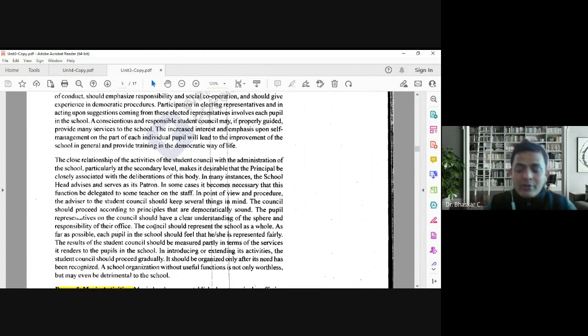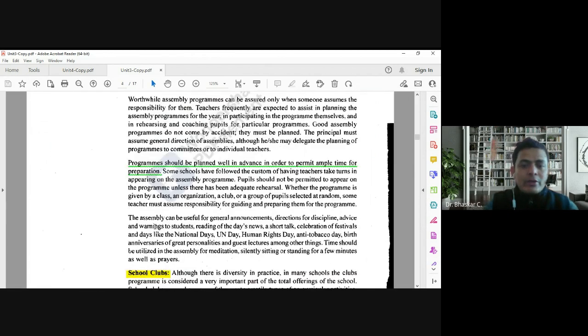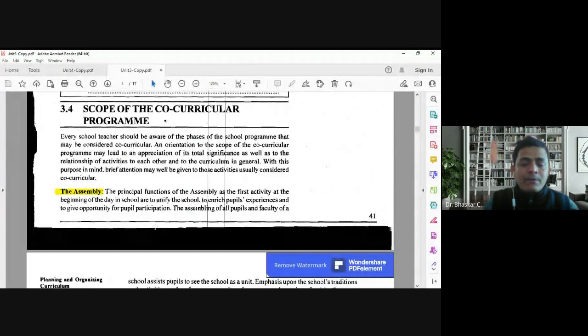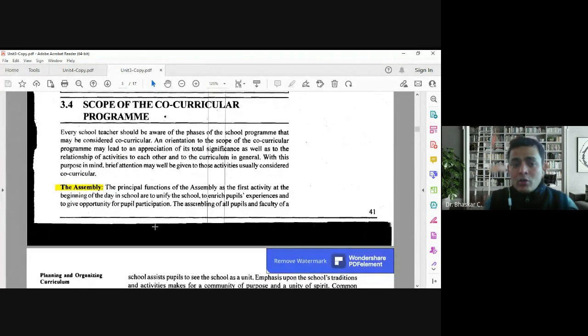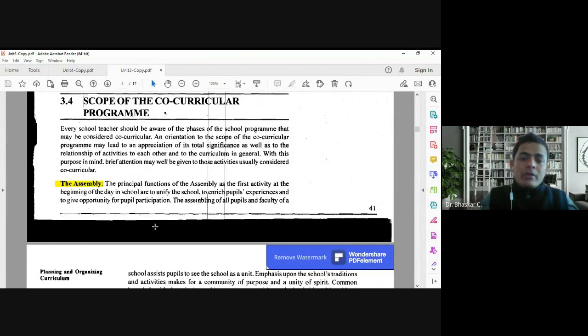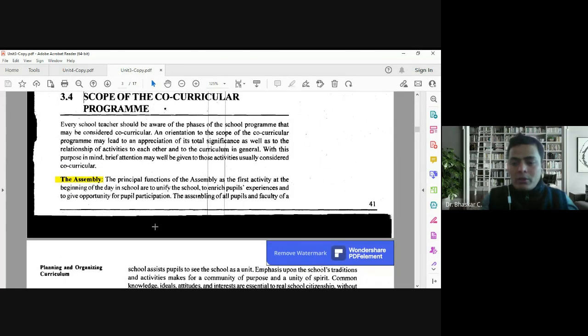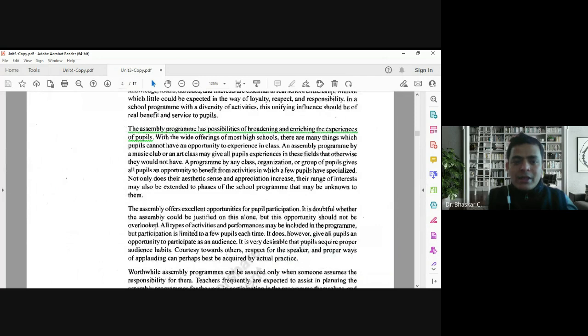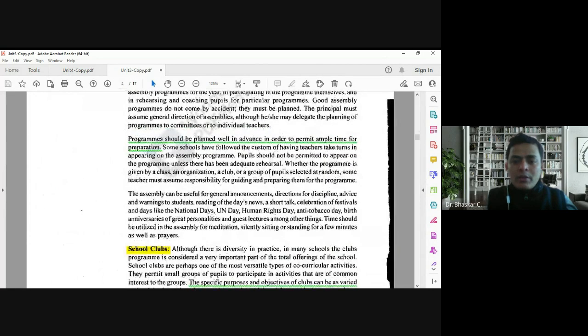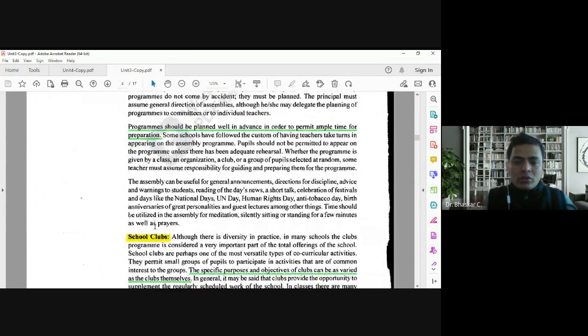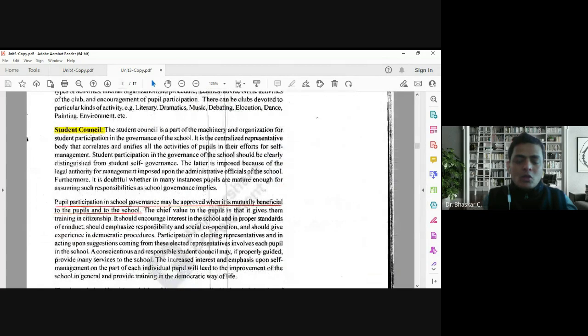So by now we have discussed three important points. Let me repeat them for your convenience. What is the topic we are discussing here? We are talking about the scope of the co-curricular program. The first we discussed is the assembly. The second is the school club. And the third we discussed, what was the third one? The third one is the student council.